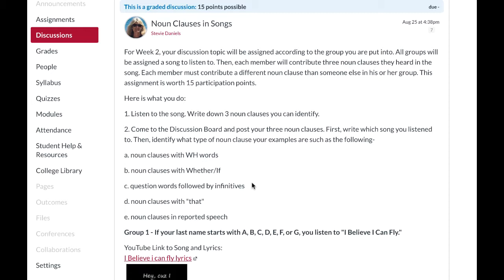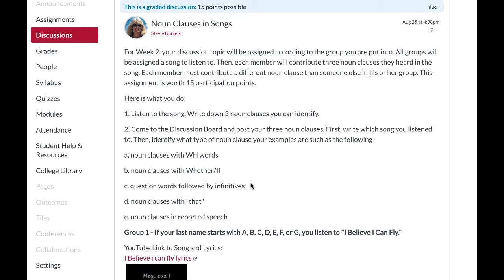Now, each person in your group cannot contribute the same noun clause that you do. So if you post early, you get to choose which 3 noun clauses from the song you're going to put into the group. But if you post really late, then a lot of the noun clauses in your song might be taken. So you really should post early so you get as many choices as you possibly can.